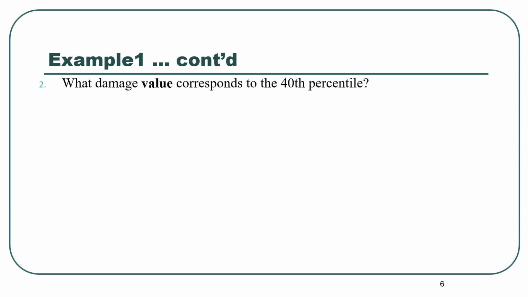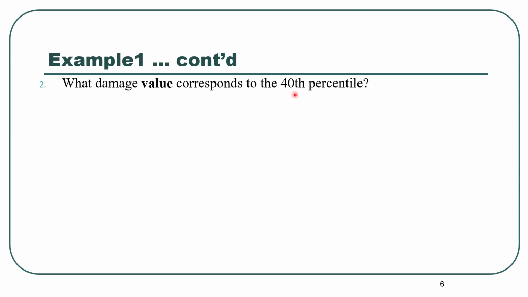So for the same data, we want to know the 40th percentile. We know now the rank is 40, but what is the value among my damages? In those 10 damages, what is the value that represents the 40th percentile, or in other words, the value that has 40% of my data below it? So this is to find the percentile itself.